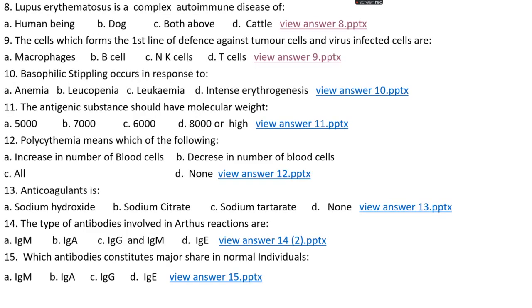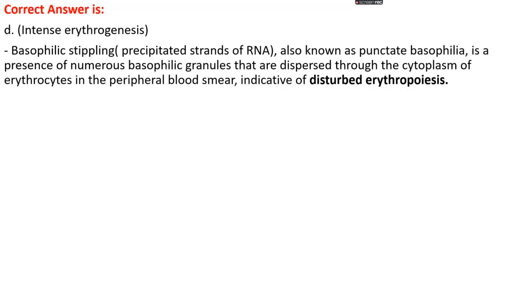Okay. Question number 10. Basophilic stippling occurs in response to option A, anemia, option B, leukopenia, option C, leukemia, option D, intense erythrogenesis. The right answer is option D, that is intense erythrogenesis. Basophilic stippling, that is precipitated strands of RNA, also known as punctate basophilia, is the presence of numerous basophilic granules that are dispersed throughout the cytoplasm of erythrocytes in a peripheral blood smear, indicative of disturbed erythropoiesis.